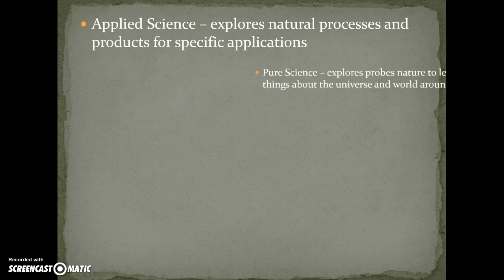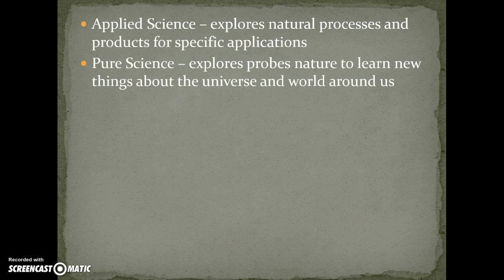The other type is what we call pure science. And pure science is just studying the world around us, the universe around us, to figure out and learn new things. As we look a little further out in the universe and we see a new star, a new planet or whatever, or we find something new about the cell, we're just learning new things. It may eventually end up for a specific application, but not immediately. So those are the two types of science.